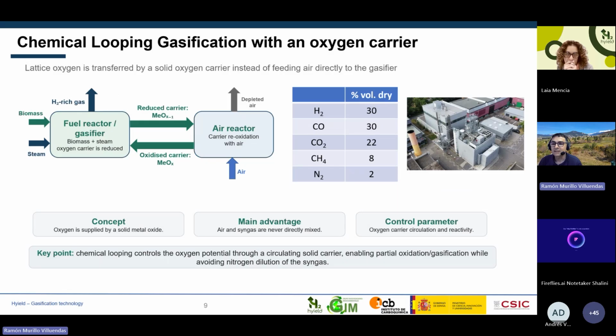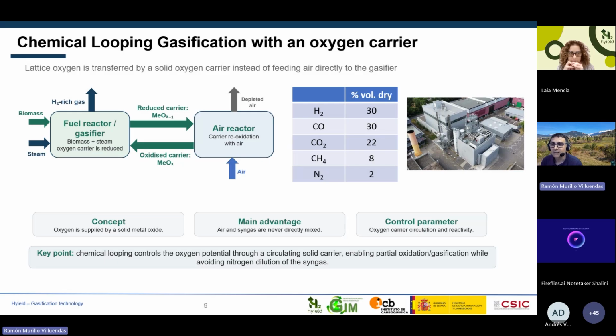Finally, this slide presents the concept of chemical looping gasification, or CLG, using a solid oxygen carrier. In this process, oxygen is not introduced directly into the gasifier as air. Instead, a metal oxide transfers lattice oxygen between 2 interconnected reactors. On the left, biomass reacts with the steam and the reduced oxygen carrier in the fuel reactor. The oxygen supplied by the solid promotes partial oxidation and gasification reactions, producing a syngas rich in hydrogen and carbon monoxide.